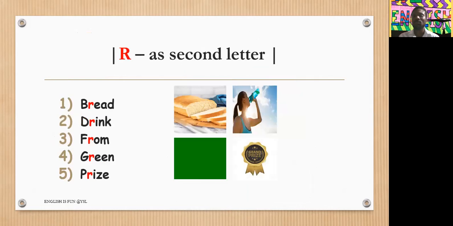Okay, we move on to R as the second letter. In the previous slide, we saw R as the beginning of the word, even though there were two exceptions, right? But the R sound takes precedence over those letters. In this one, R is the second letter in the word, but it's sounded.